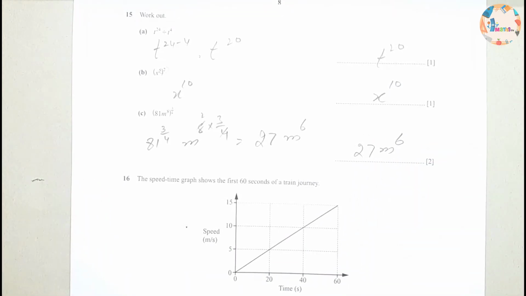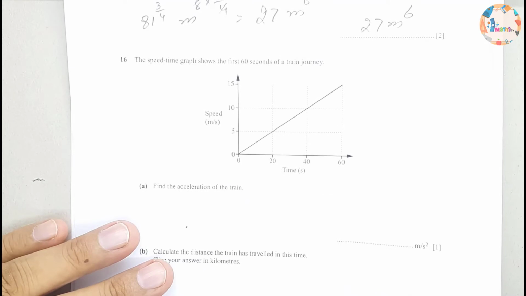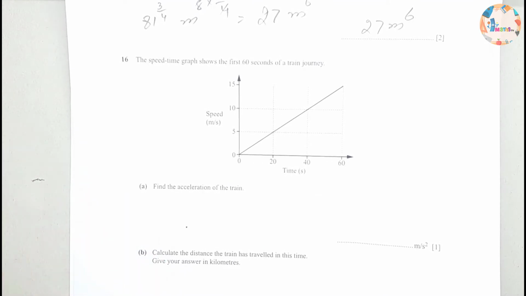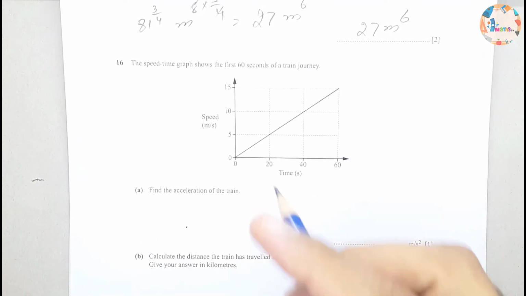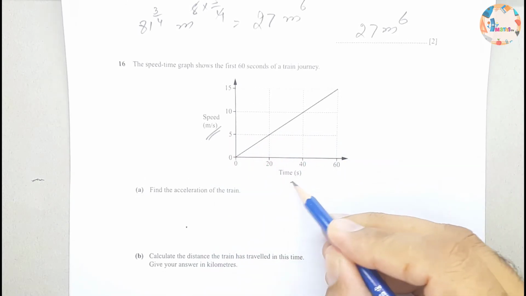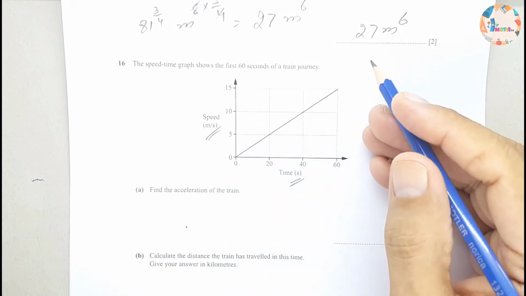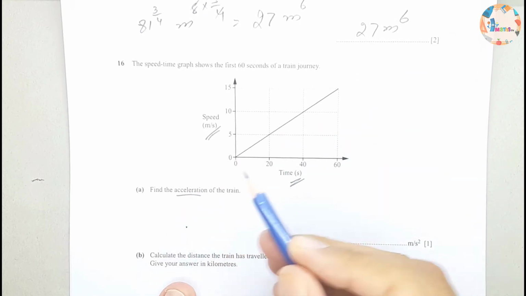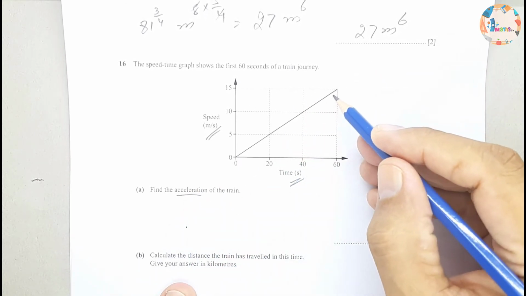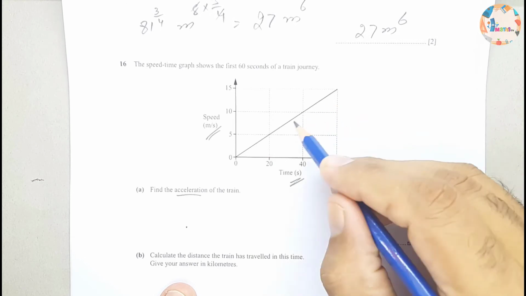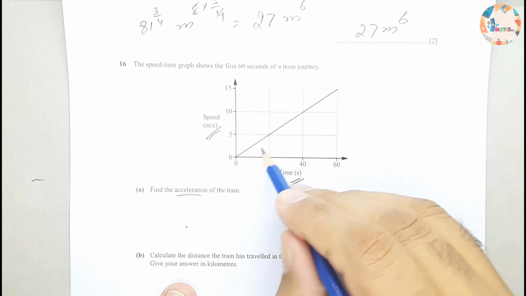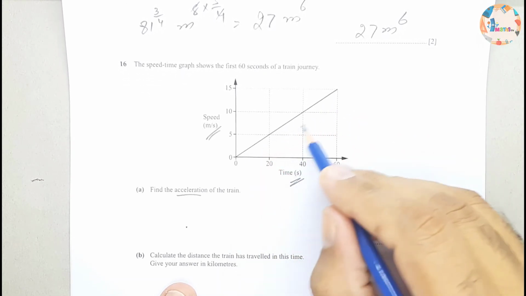Hopefully you understood this question as well. Now question number 16. The speed time graph shows the first 60 seconds of the train journey. Find the acceleration. So this is speed time graph. In speed time graph, the slope or gradient of the graph gives us the acceleration. So to find acceleration, we'll be considering this triangle. I'm shading it for your better understanding.